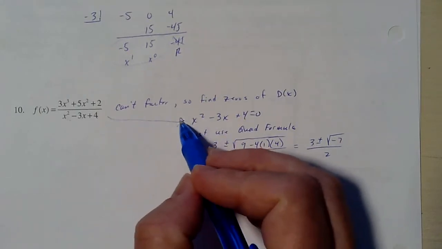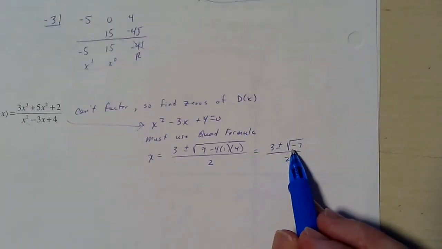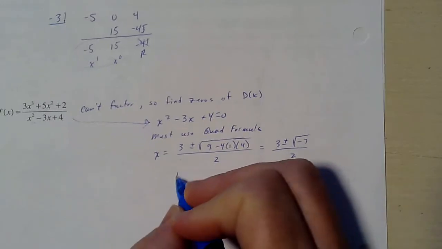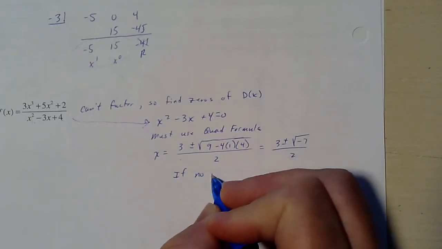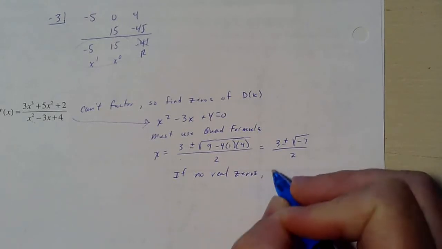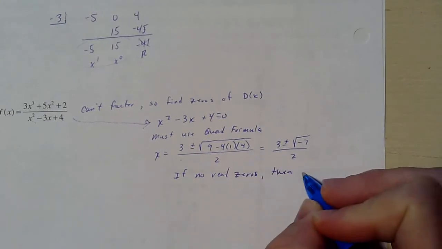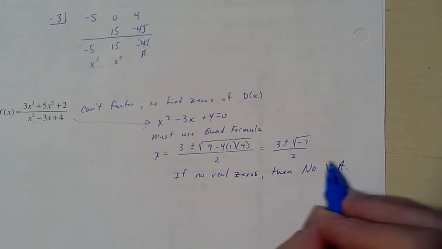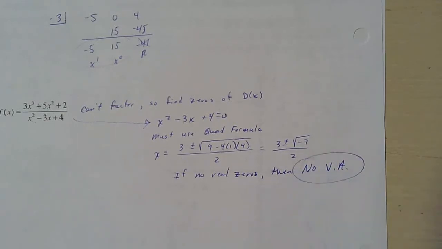Once we do, though, we just run into a problem. We end up with a negative here, so there are no real zeros. So what does that mean? If there are no real zeros, then there's no vertical asymptote. So there's no VA.